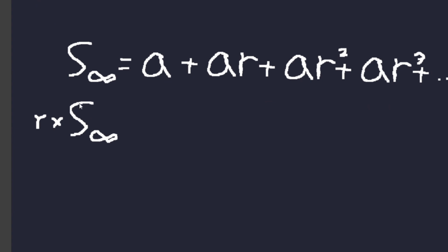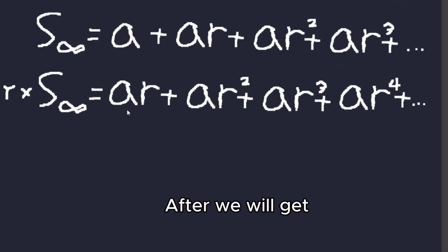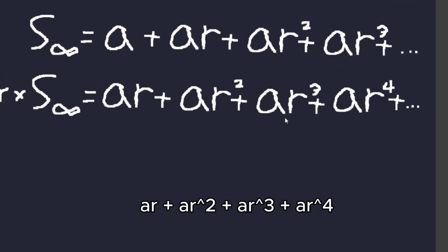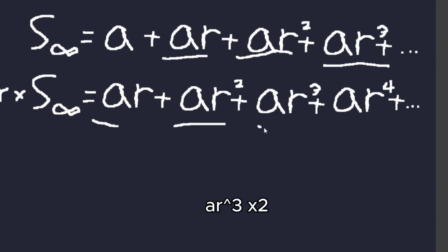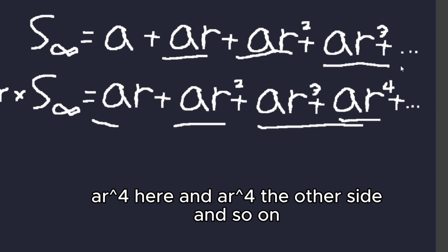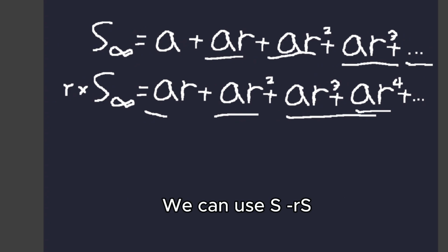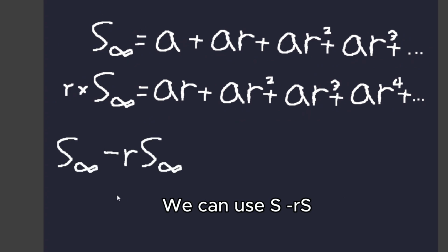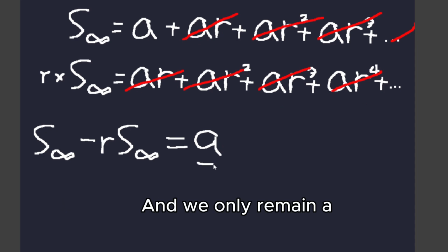We times R. We times the first infinite summation here with R. After that, we will get AR plus AR square, AR cube, AR4. So when we look at these two equations, we can see AR is here, AR is here, AR square, AR cube, AR4 here, and AR4 the other side, and so on. So what can we do now? We can use the first infinite summation minus the R times infinite summation. So we get to cancel out everything here, and we only remain A.